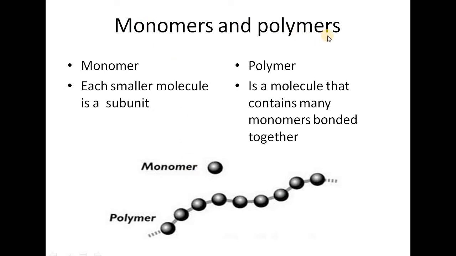We have monomers and polymers. Monomer is the smaller molecule, it's a subunit. Okay, as you see in here, it's a subunit in a polymer, which is a long chain of these monomers. So the polymer is a molecule that contains many monomers, or more than one monomer. One unit is called monomer. Too many units, they are called polymer. That's why we say poly. Poly means more than one.